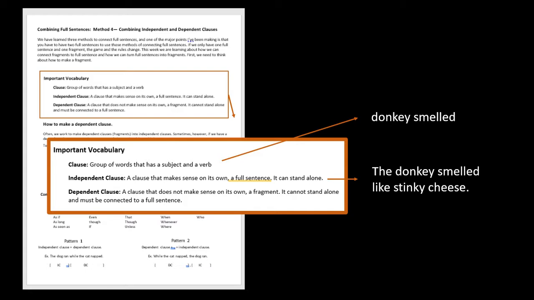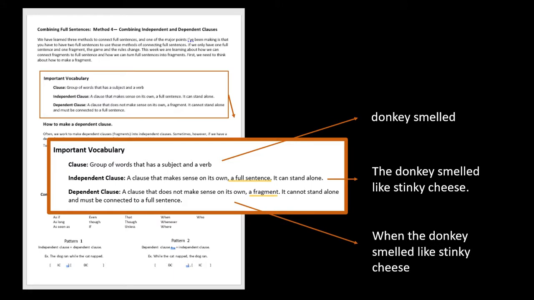So, the donkey smelled like stinky cheese. The subject is donkey, and the verb is smelled, and it's a linking verb, linking the description like stinky cheese back to the donkey. That sounds like a horrible donkey. So a full sentence is an independent clause.